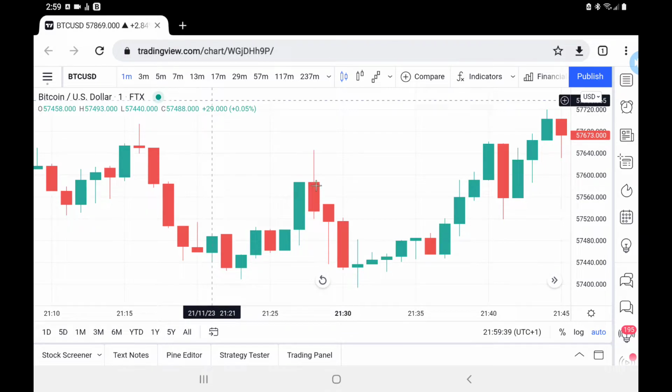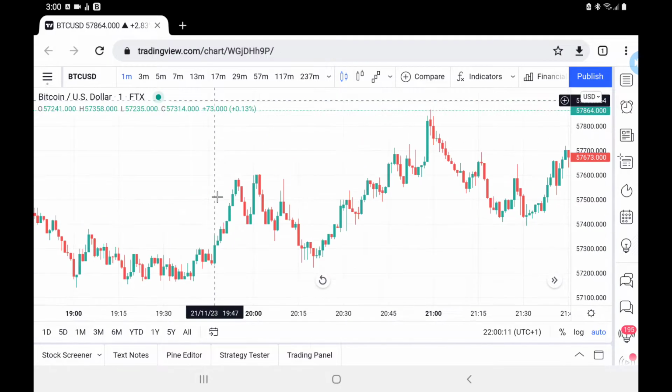Although red candles, the open is up here. Green candles, it closes up here and the open is down here. So here's high, low. This is a green candle, so close and open. But there are other types of candles available that can produce interesting results.